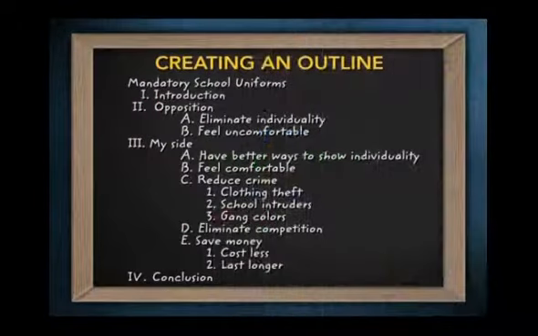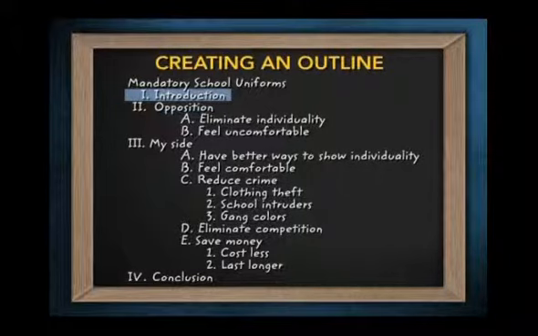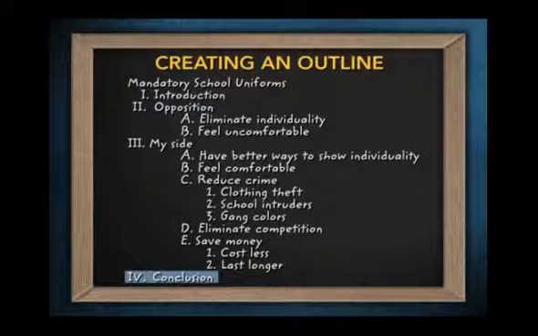Here is my sample outline. I did a phrase outline for this particular topic. I have Roman numeral 1, 2, 3, and 4 because I'm writing a standard 4-paragraph essay. Roman numeral 1 will always be the introduction. Roman numeral 4, if I have a 4-paragraph, would be conclusion. And then I have my main points.